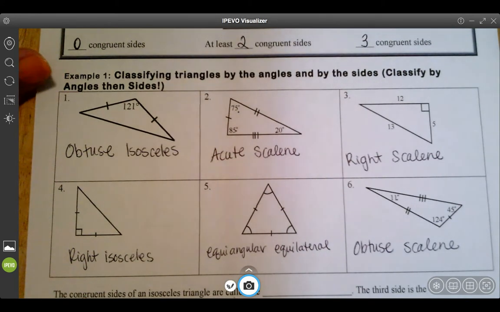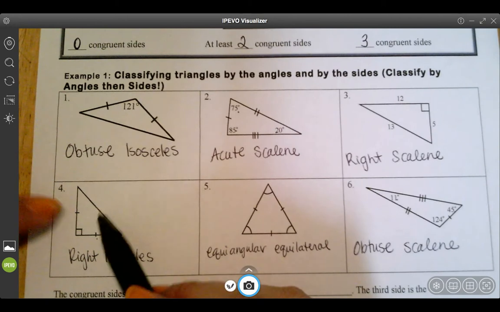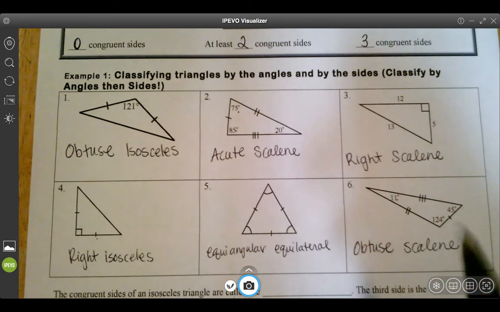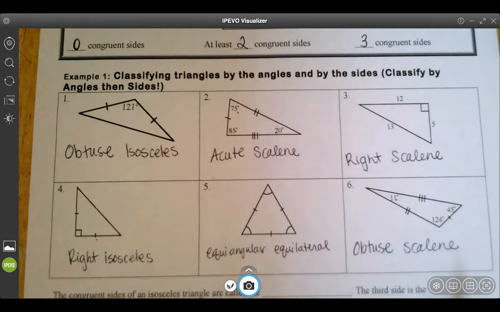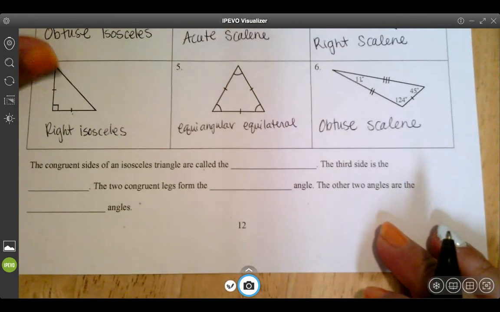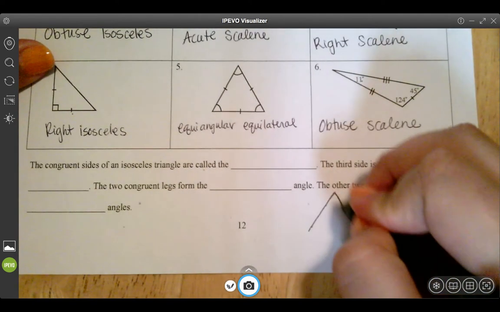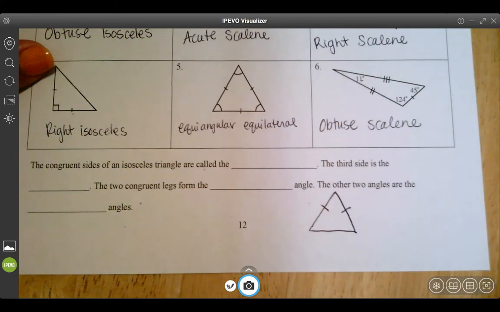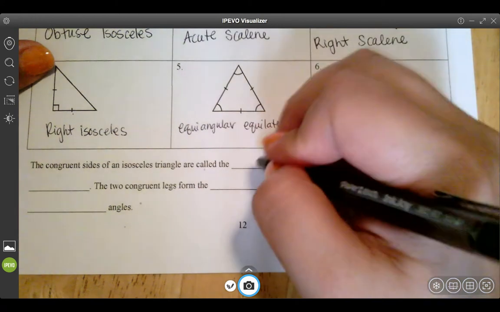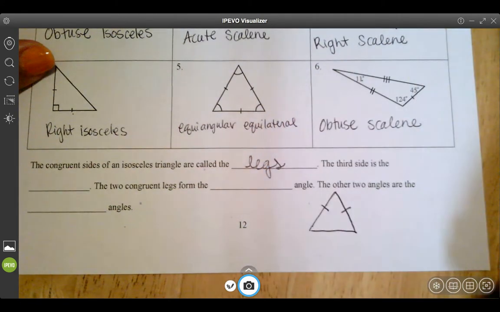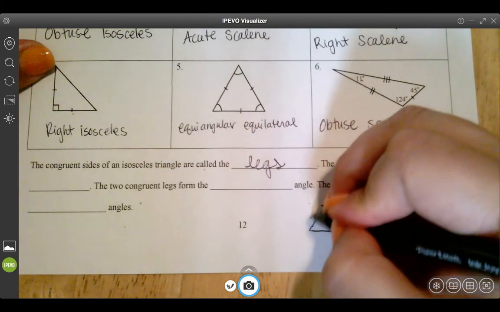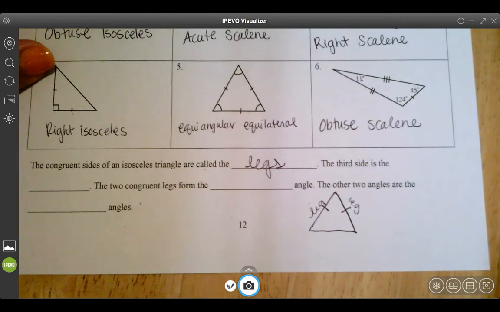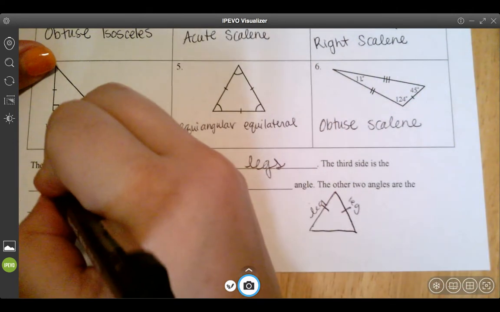Okay. When we're talking about an isosceles triangle, we have the two sides that are the same and the one side that is different. And so we have some special vocabulary that we use in order to talk about the sides and the angles. And so I'm going to draw an isosceles triangle here. Those are my two congruent sides. And the two congruent sides are called the legs. Okay, so this is a leg and this is a leg. The third side is called the base.